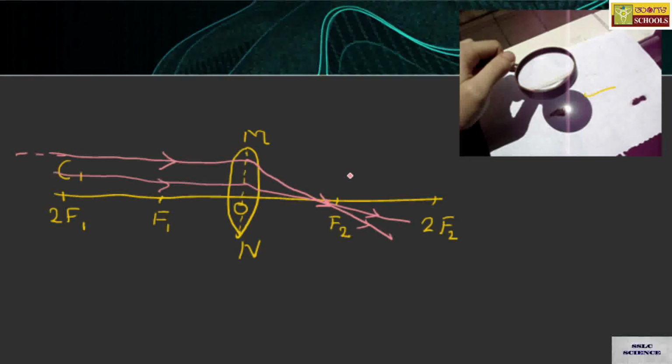So this is about the position of the object at infinity. When you keep the object at infinity, you will have the image at the second principal focus. The size is highly diminished. Looking into this picture, the Sun is reduced like this, which is highly diminished and point sized. The image formed in this case is point sized, and the nature will be real and inverted. I hope you got this position of the object and the image formation right.